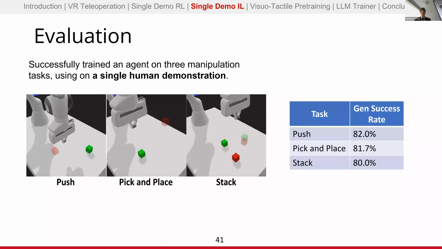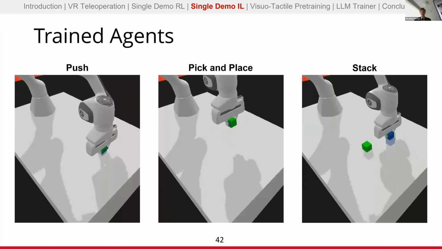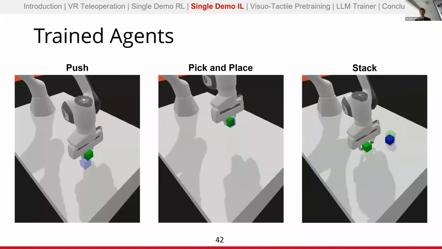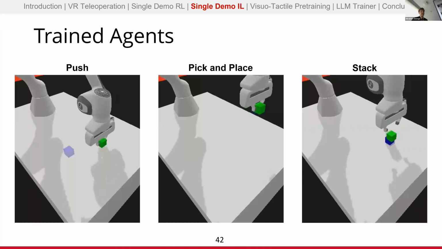So to evaluate our method, we use the same 3 tasks as the last work so that we can directly compare them. And what we found was that for our data augmentation method, we had a generation success rate roughly around 80% for all the tasks. Here's some videos of the trained agents. So these are the imitation learning agents trained on that data.